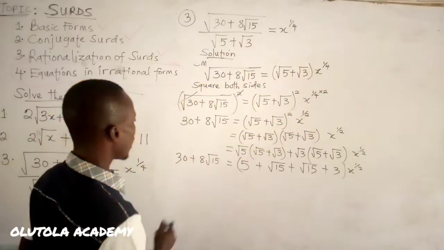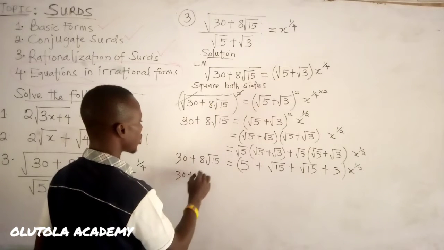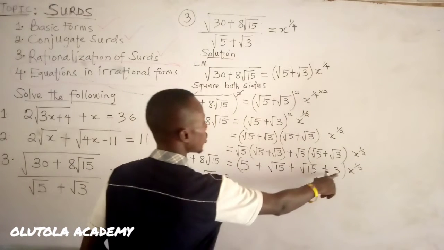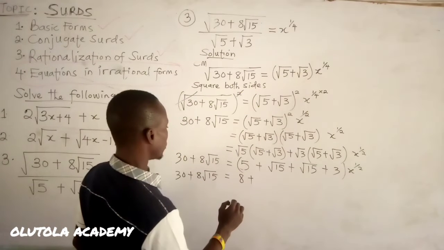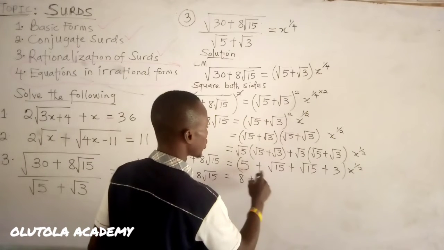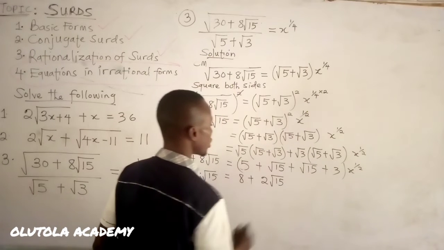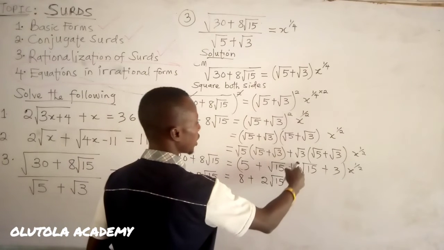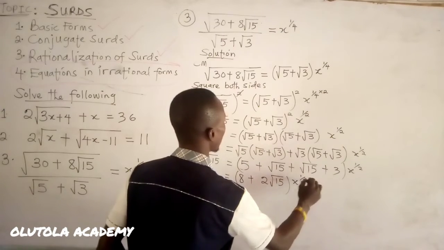So the left side is still 30 + 8√15 equals, this will give us 8, 5 plus 3 is 8. Then this will give us 2√15, because this has a 1, so 2√15, then x^(1/2).